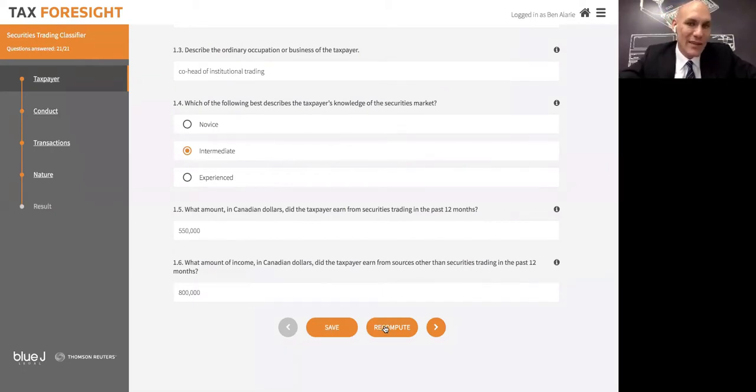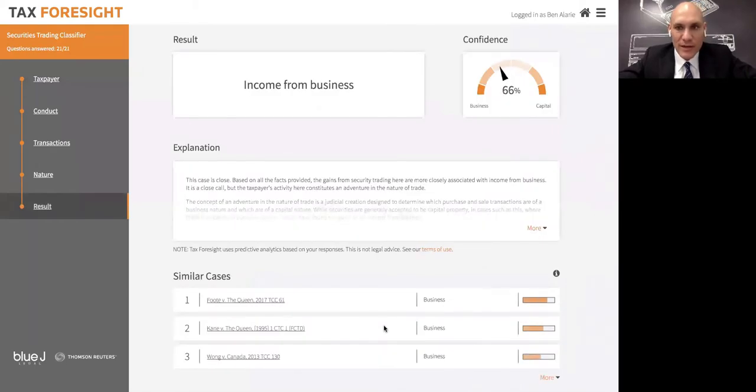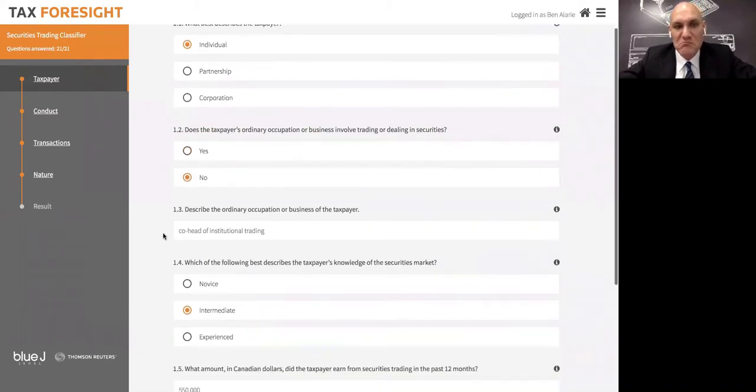It's hard to believe that would be true in these circumstances, but let's just say for the sake of argument. So that makes a difference. So if the court's saying, yeah, he's of intermediate experience in the markets, sort of knows what he's doing, but isn't really that experienced, still, much more likely than not that the court would say income from business, but it's not a slam dunk. What if his ordinary occupation wasn't at all this?